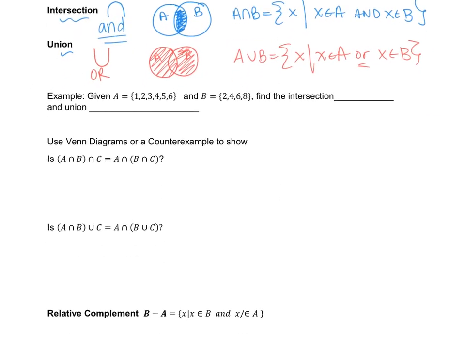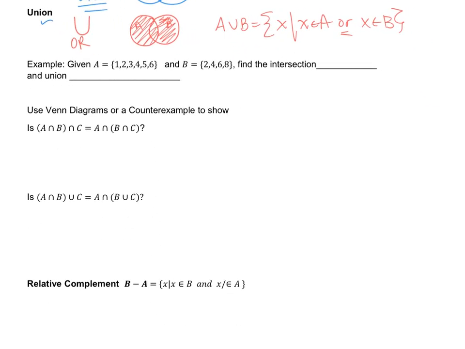So for example, we have these two sets. A is the set 1, 2, 3, 4, 5, 6, and B is 2, 4, 6, 8. So if we want their intersection, what we're looking for is what's going to appear in both. So 2 is in both, 4 is in both, and 6 is in both. So the intersection, A intersect B, would be those elements, 2, 4, and 6.